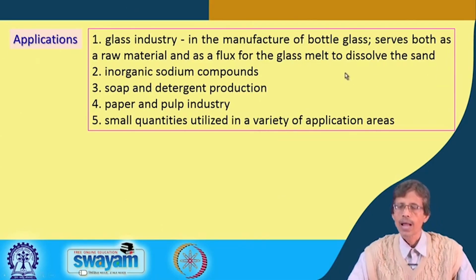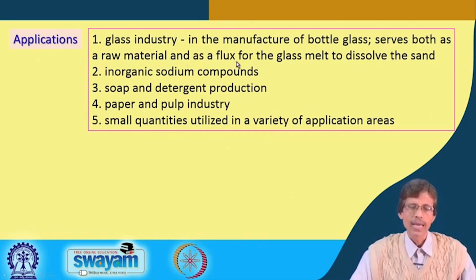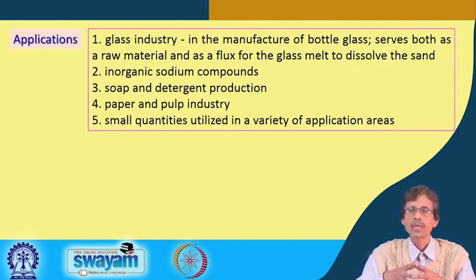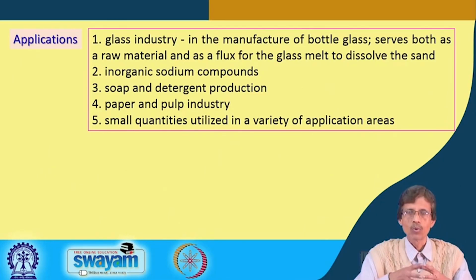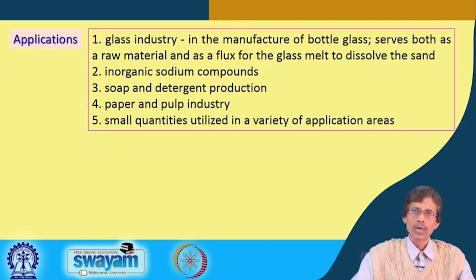For the manufacture of bottle glass, it serves both as a raw material and as a flux for the glass mill to dissolve the sand. Because when we make glass, the silicon dioxide, SiO2, the silica, is consumed along with potassium oxide, sodium oxide or anything else. So it is basically a sodium silicate material, a solid crystallized sodium silicate along with other things, that means you can also have potassium silicate. The source of that, sodium carbonate, is given in this industry, because during the burning process we are not utilizing sodium oxide, Na2O, which is a pretty costly one.